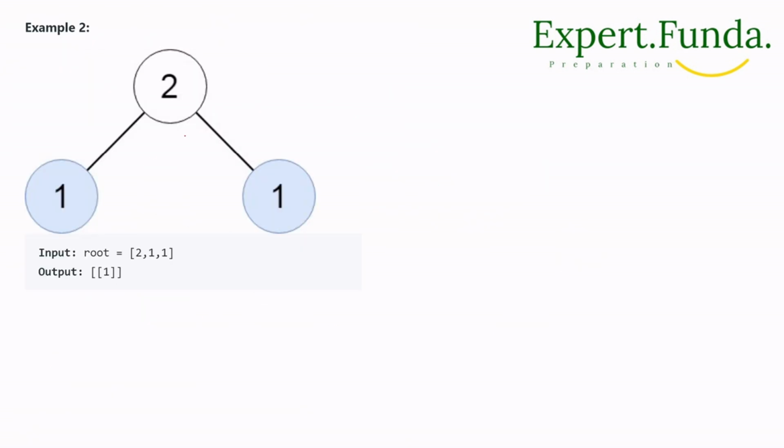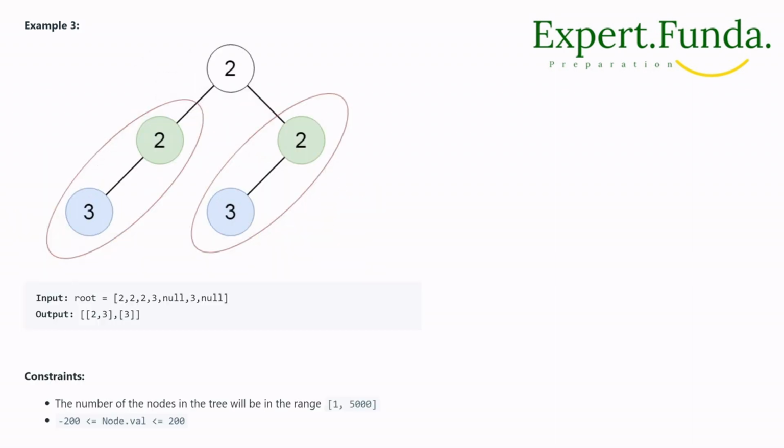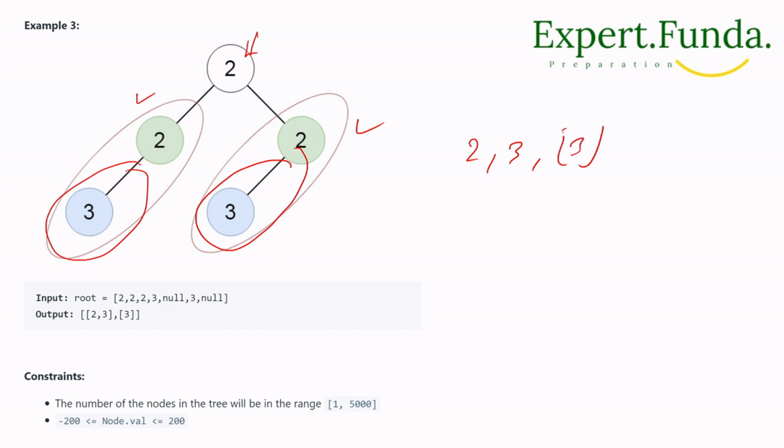Now if we talk about example 2, in which we have 1 and 1, these are the left and right children. Both are duplicates and the values are also the same. Now example 3: the subtrees of this one are the same, and the value is also the same, so it is a duplicate. And this 3 and this 3 are also duplicates, so there is a 2, a 3, and another 3.